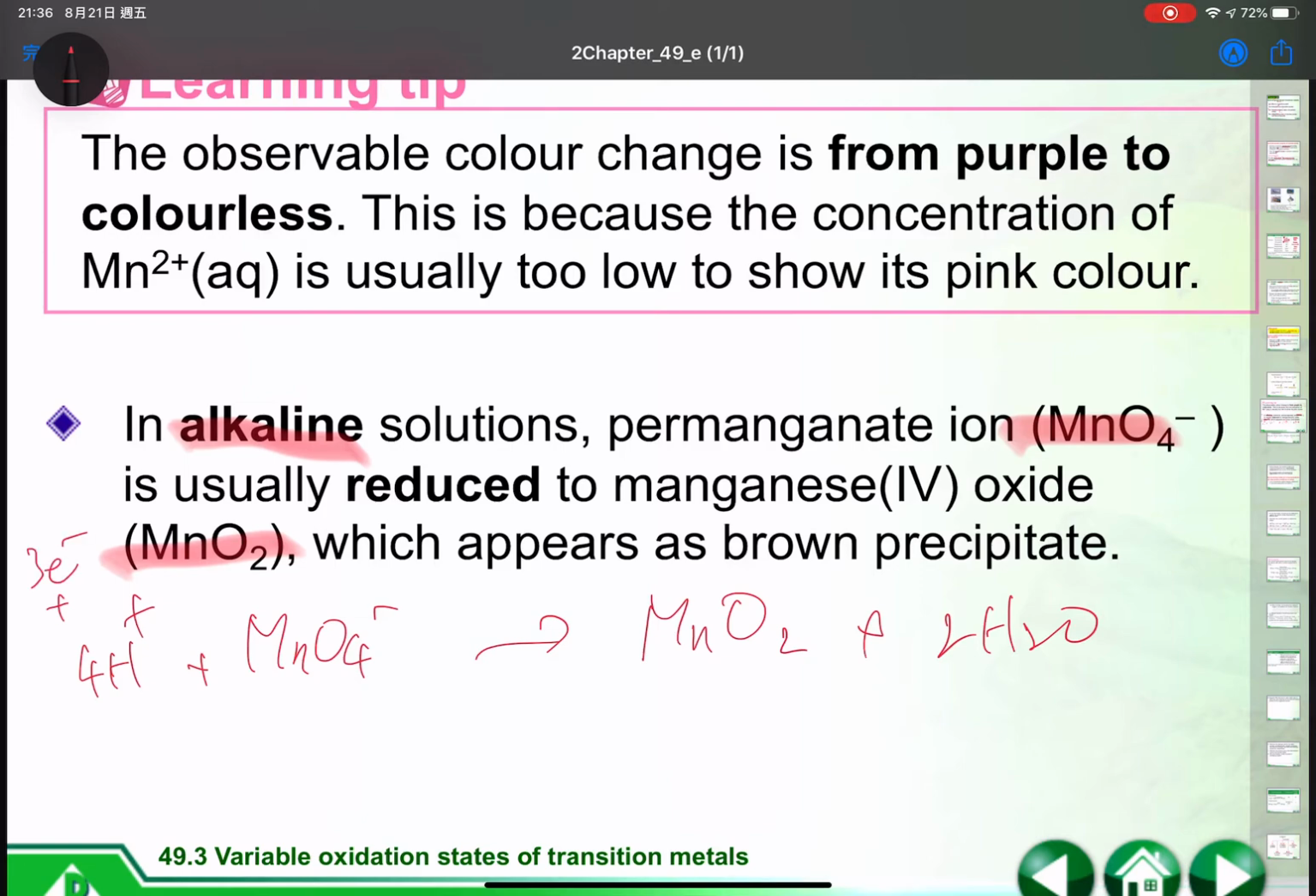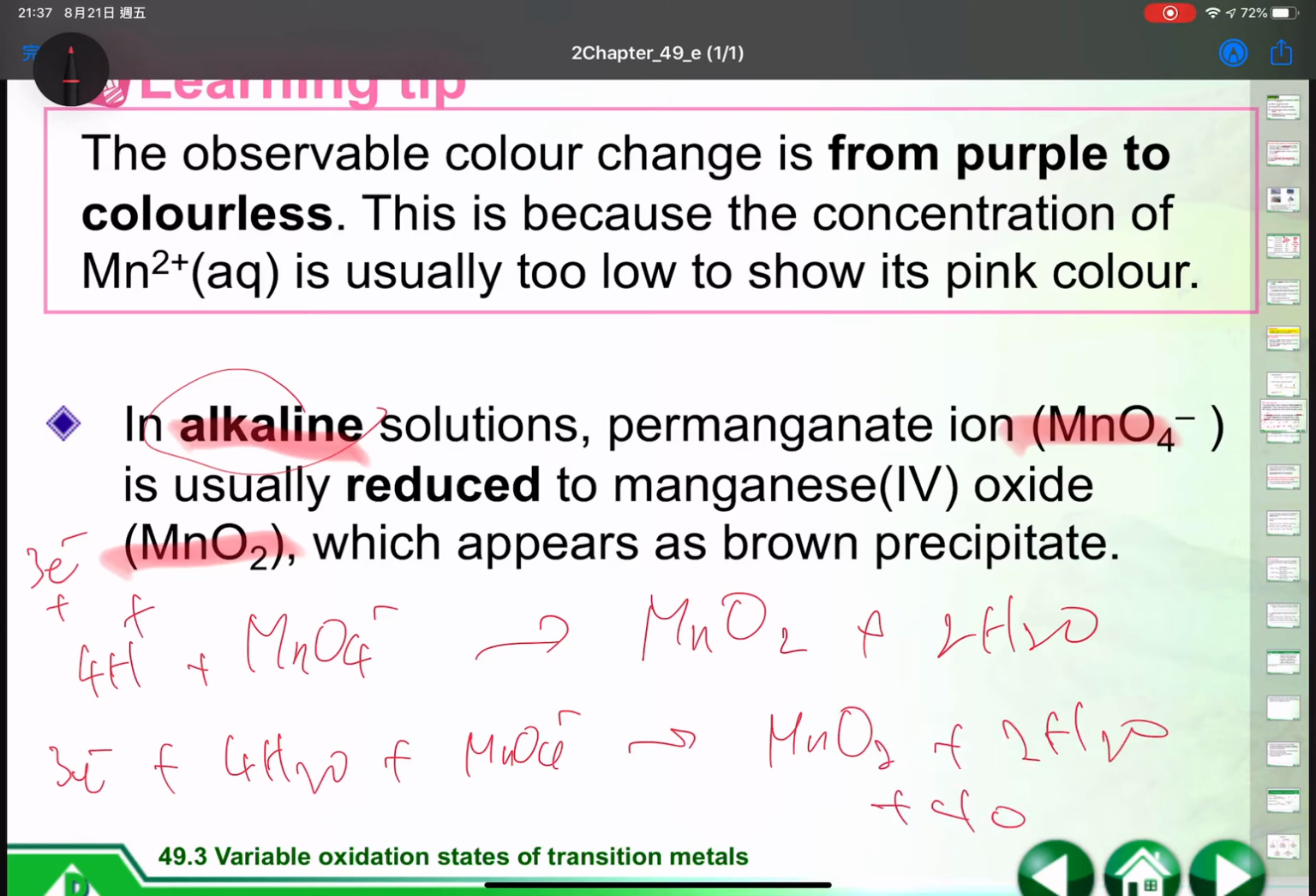But as you remember, this is an alkaline environment, and now I'm doing it in acidic, so I need to eliminate the H+. So on both sides I need to add 4 hydroxide. After I add 4 hydroxide, here will become 4 water plus permanganate equals MnO2 plus 2 water and plus 4 hydroxide. Here 2 water, but there 4 water, so 2 water eliminate. After that, here becomes 2. That's how you can make the equation from the textbook.